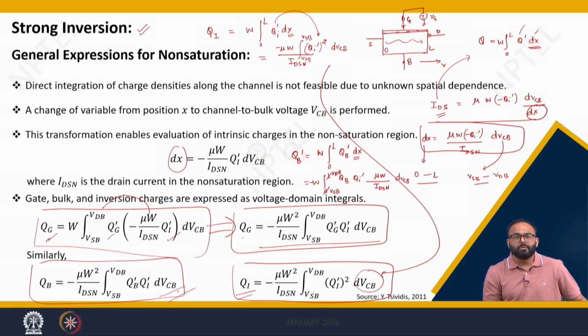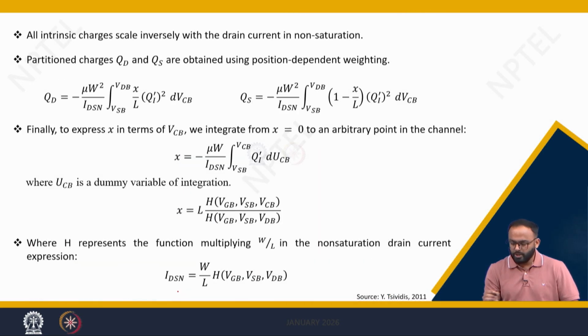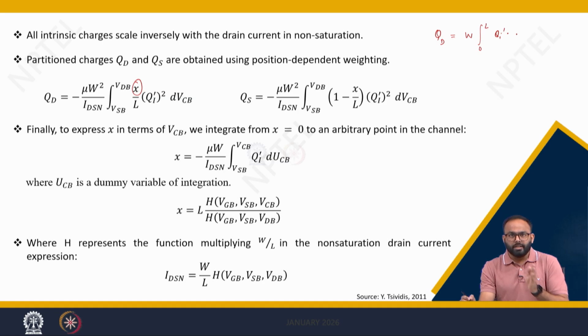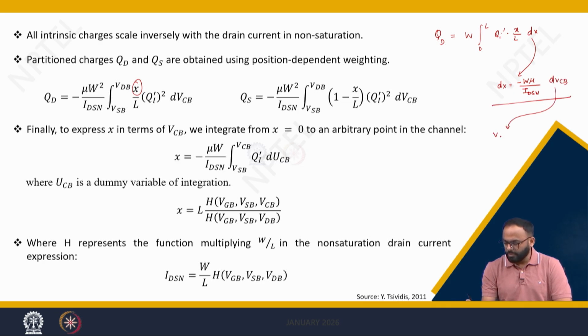Now, when you are going to calculate the charges Qd and Qs, you require x, because you remember that the Qd charge was calculated as W into the integral from 0 to L of Qi dash, into some weight we assigned at the drain side and at the source side. So, at the drain side the weight was x divided by L into dx. We just showed how to replace dx. So, dx can be replaced as minus W into mu divided by IDSN into dVCB, where the limit of VCB is nothing but VSB to VDB.